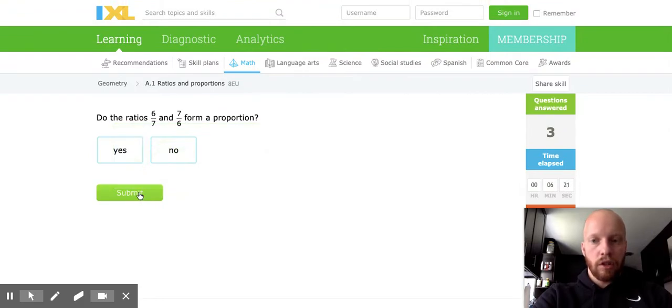Okay, my next question. Do the ratios 6/7 and 7/6 form a proportion? Well, we know that 7 is a prime number, right? I can't simplify 7. There's nothing that divides into 7 that's going to give me the same number. So again, this is going to be a no because I can't simplify these.